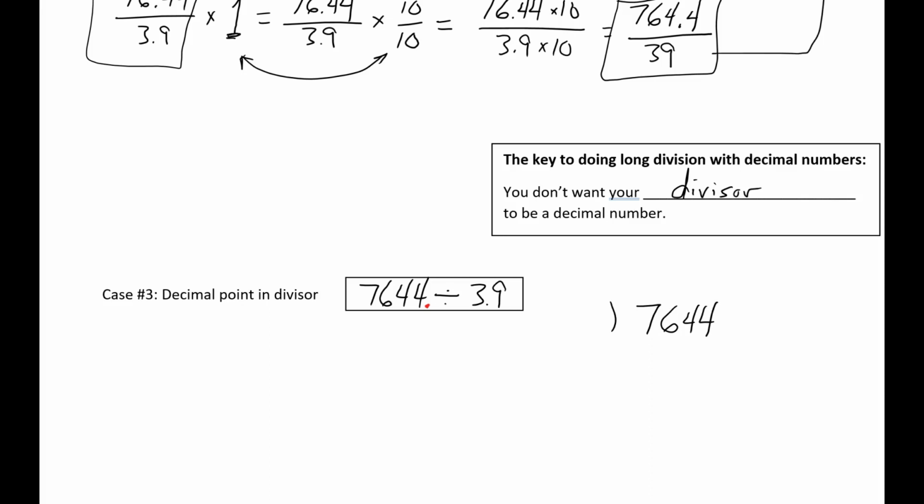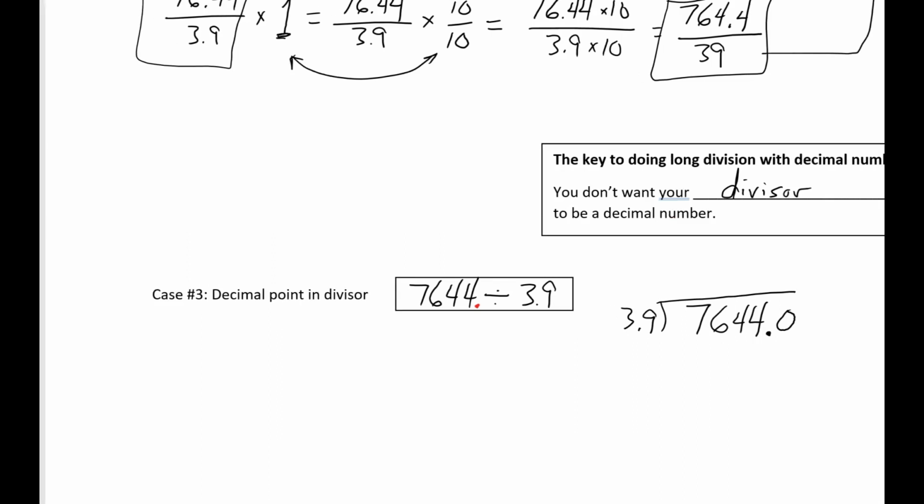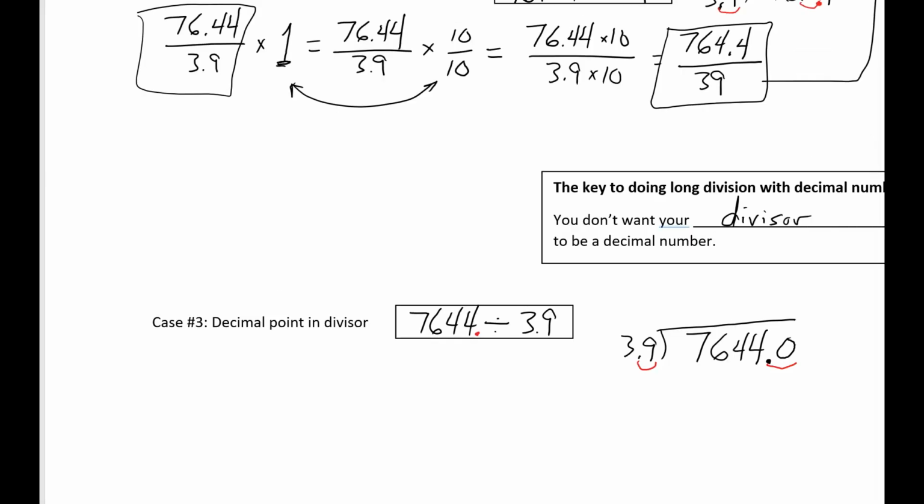7,644, let's write our long division symbol, 7,644 divided by 3.9. In this case, we do want to write our decimal point in our dividend. And in fact, we want to write a trailing 0 after our decimal point. Because remember, we don't want our divisor to be a decimal number when we're doing long division, which means we need to move the decimal point in our divisor one place to the right. And if we move the decimal point in our divisor one place to the right, we also have to move the decimal point for our dividend one place to the right.